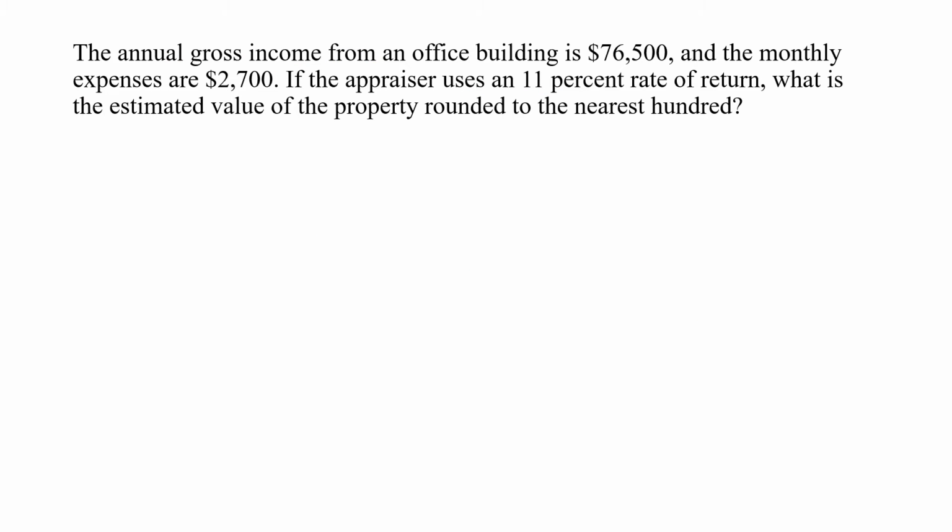The annual gross income from an office building is $76,500 and the monthly expenses are $2,700. If the appraiser uses an 11% rate of return, what is the estimated value of the property rounded to the nearest dollar? This is annual and this is monthly. So let's start by getting everything in the same language. Let's make our expenses annual.